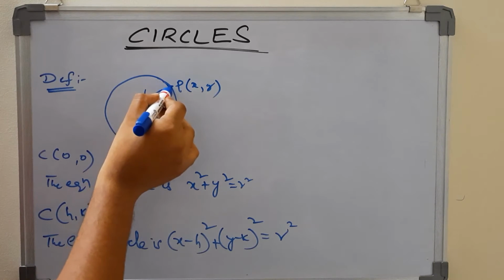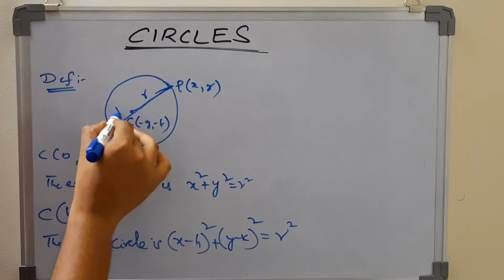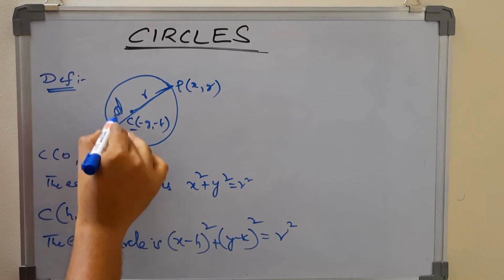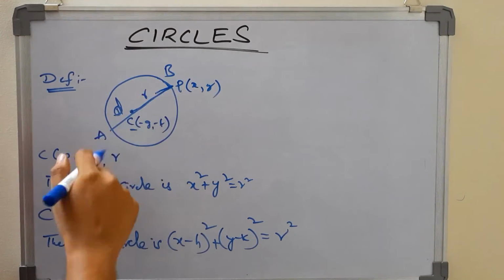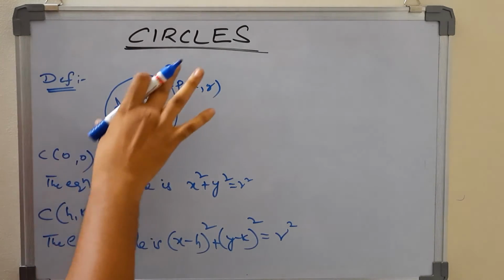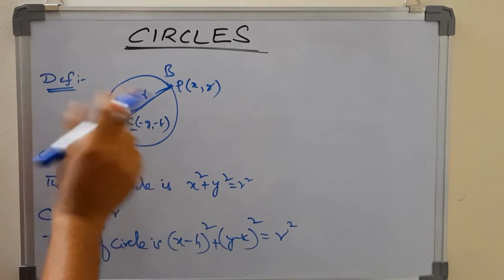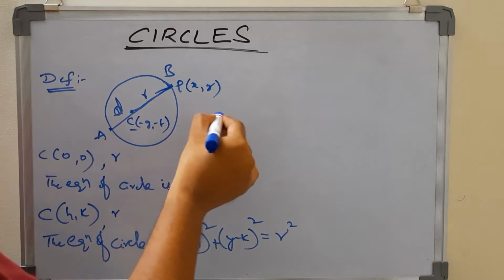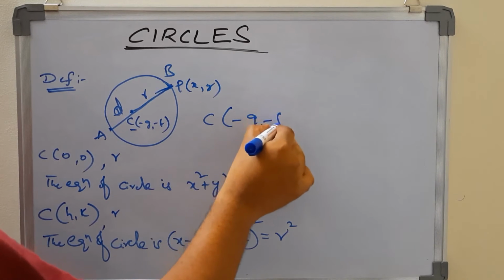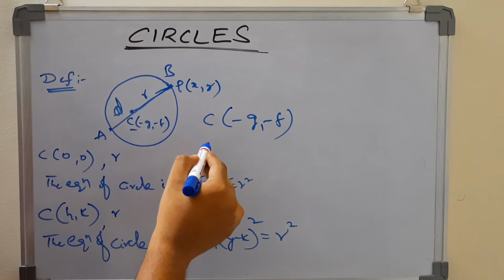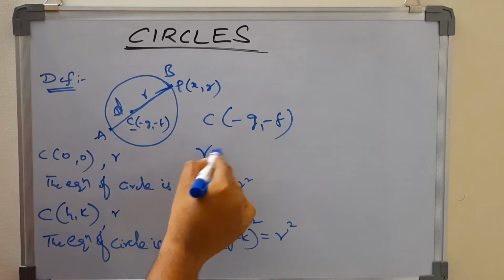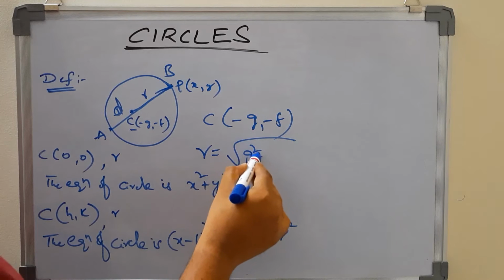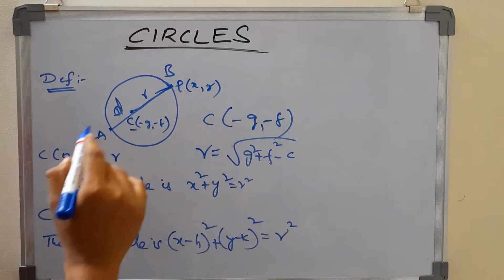The double of radius can be called as diameter d, right? These are the extremities of diameter, right? A and B are the extremities of diameter of this circle. So from this center C is minus g comma minus f, and radius can be found with the center as square root of g square plus f square minus c.